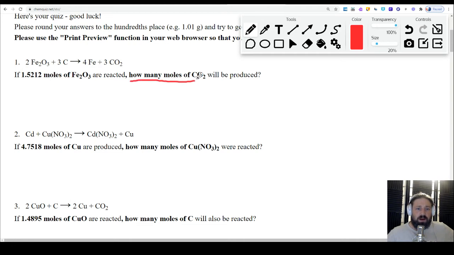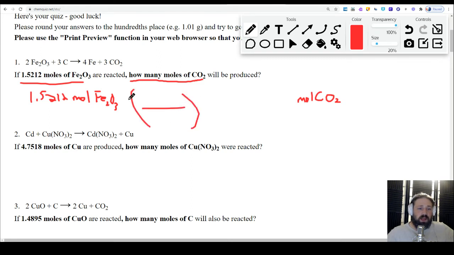What I like to do is think about where we're going. How many moles of CO2 do you have? So CO2 is what we're after, and we're looking for moles of CO2. And one thing we know is the balanced equation and 1.5212 moles of iron oxide. What is this? This looks like iron 3 oxide. All right, so how are we going to convert this thing? Well, I need to get rid of the iron oxide, and I need to pick up CO2.